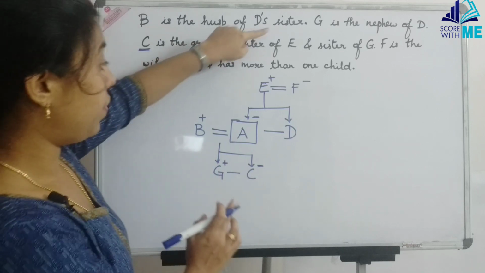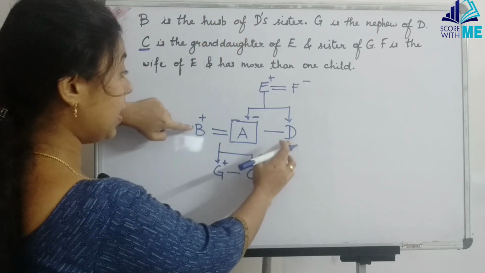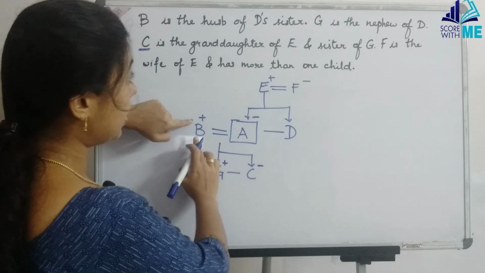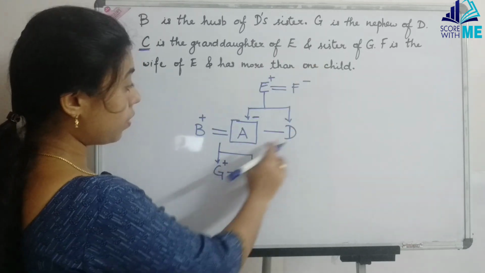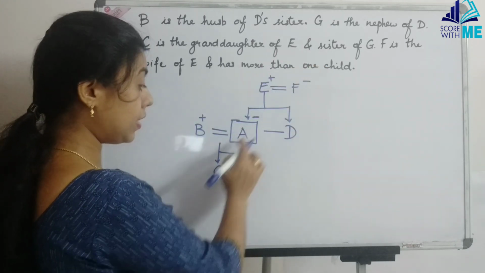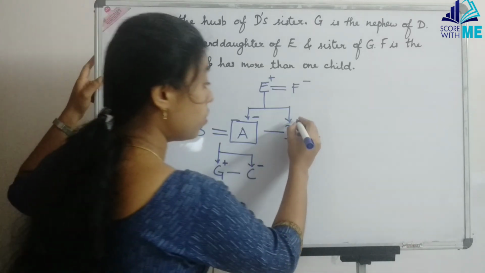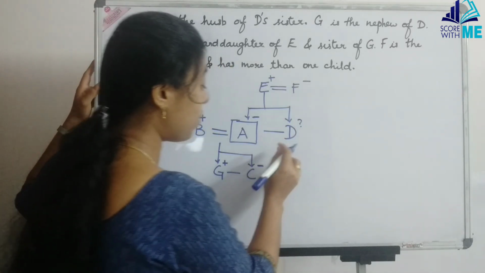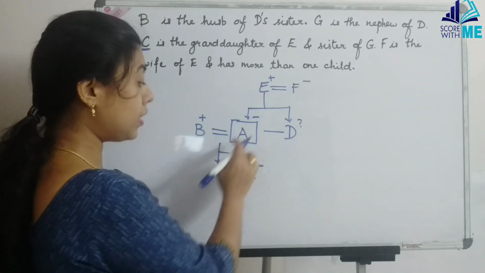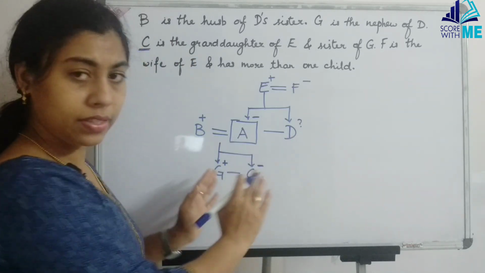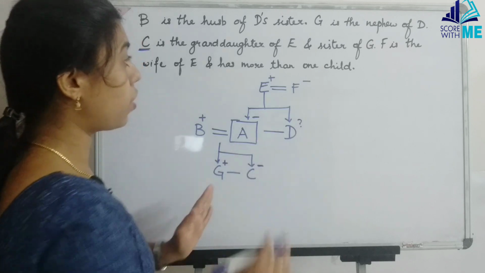B is the husband of D's sister. B is the husband. D's sister is A. Her husband is B. G is a nephew. So D's gender is not known, but for the nephew, D's sister's son and niece, they are okay. For this the gender is not required.